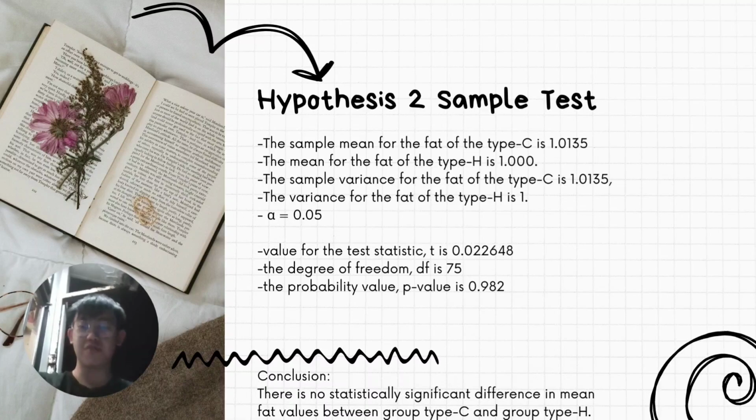And in this test, we use 0.05 as the alpha and we get the value for the test statistic T is 0.022648. The degree of freedom df is 75 and also the probability value p value is 0.982. In conclusion, there is no statistically significant difference in mean of the value in the bond type C and H.